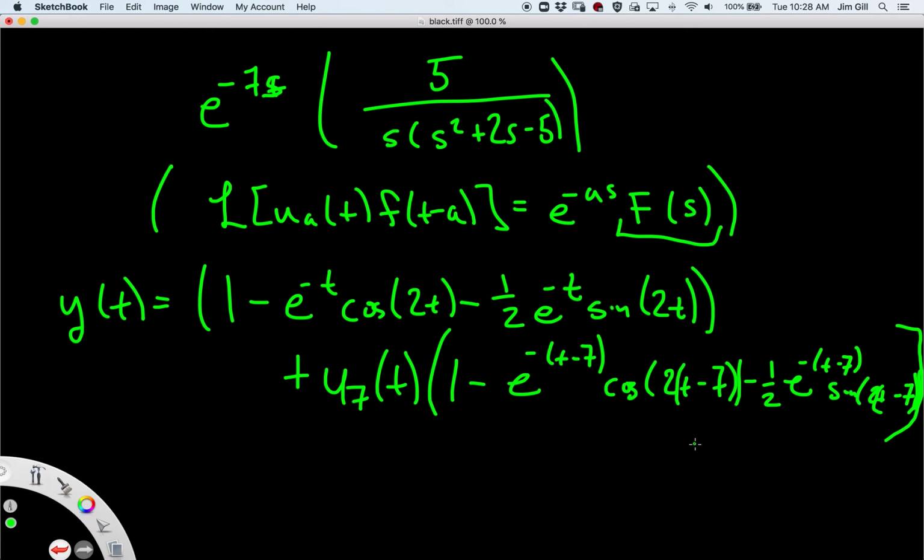All right, so there is our solution to a more complicated second-order differential equation using Laplace transforms.